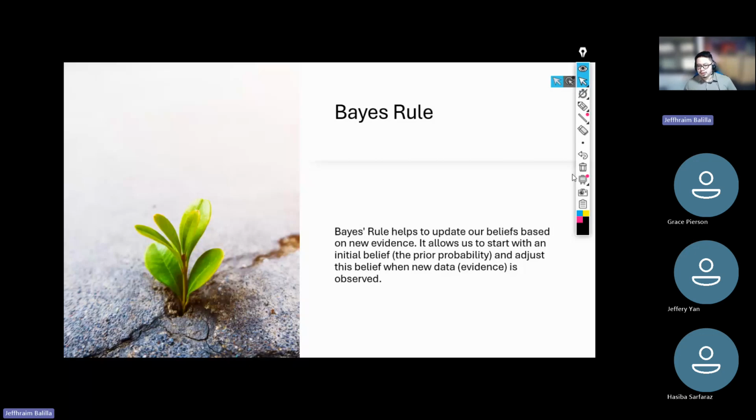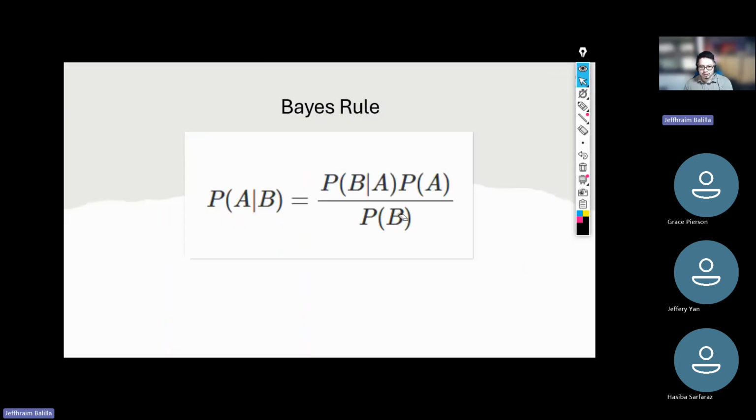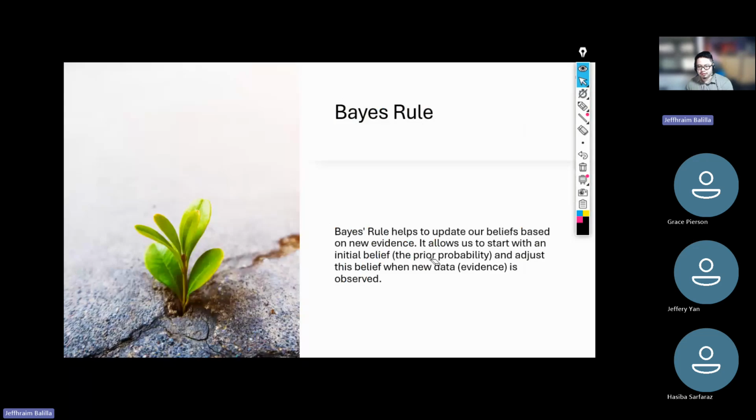So it allows us to start with an initial belief. Okay, if you go back to this formula, your initial belief here would be P of A, right? And adjust this belief when new evidence is observed. Okay, it would be the occurrence of B, the event that is associated to your event A.